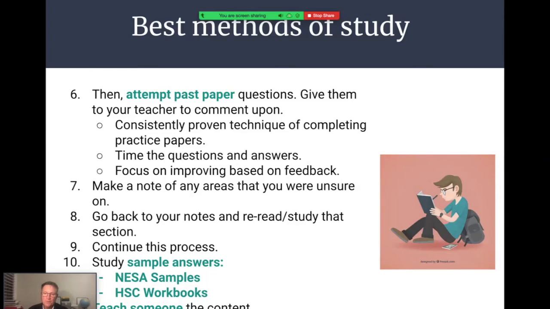If you go to the NESA samples, the exemplar answers available on the internet, if you go to the HSC workbooks, there's lots of information about past exam papers and sample responses at all the different levels. You can look at the poorer responses and work out what are the mistakes that they've made that I'm going to avoid. Look at the excellent responses and see how can I emulate them? What is it about their answers that were rewarded?